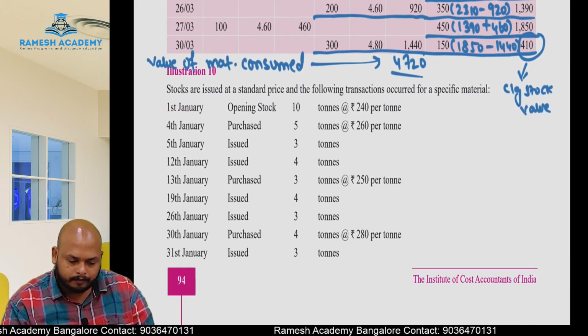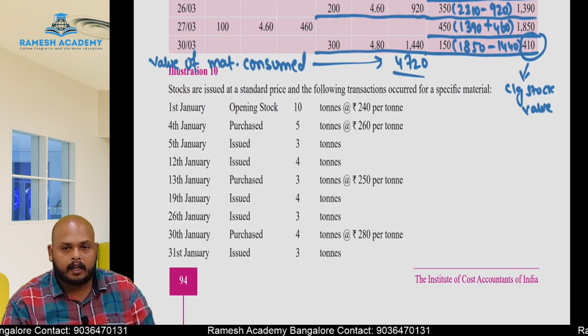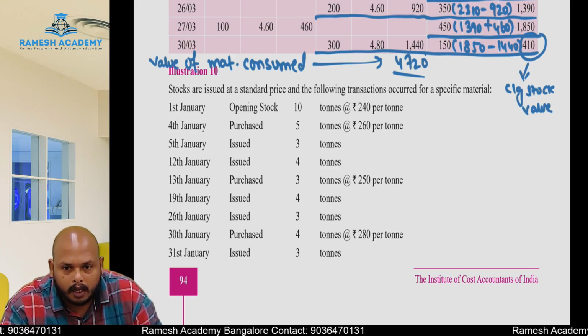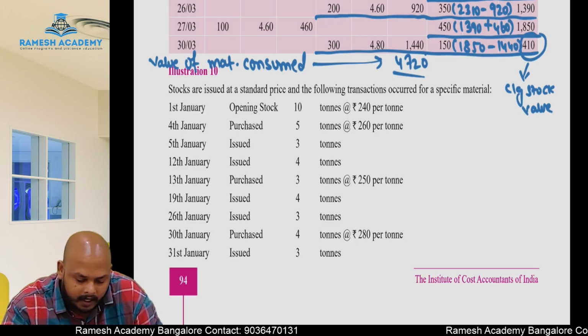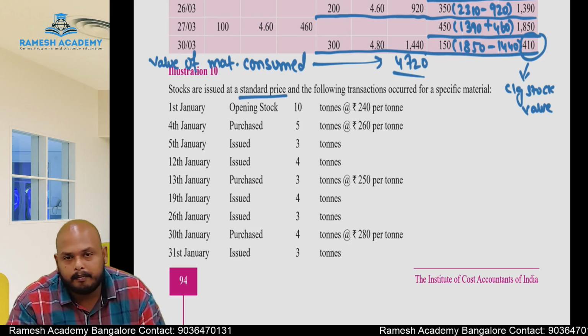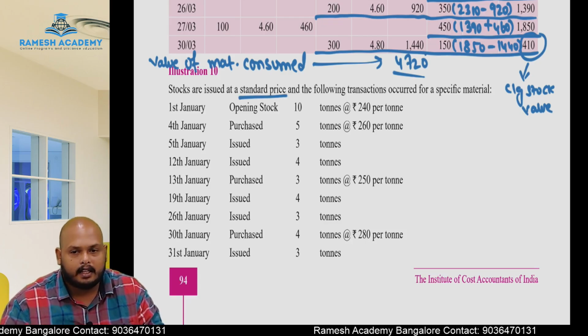Next, let us move on to illustration number 10. Stocks are issued at a standard price and the following transactions occurred for a specific material. So this is which method? The standard price method. Let us discuss the standard price method from the next session onwards.